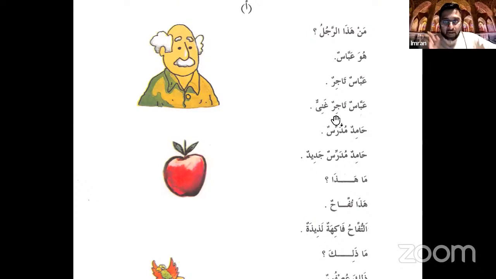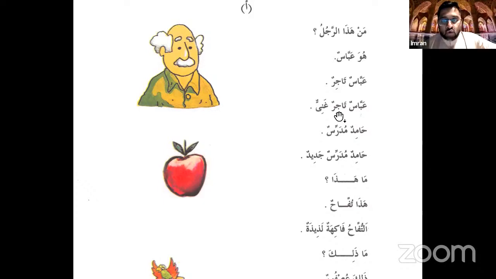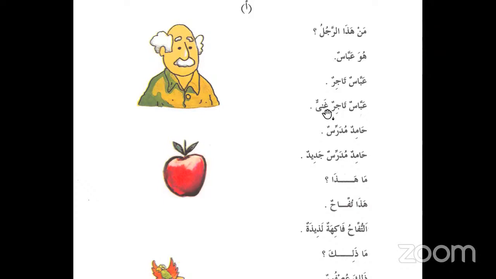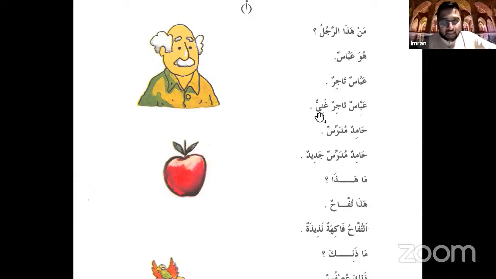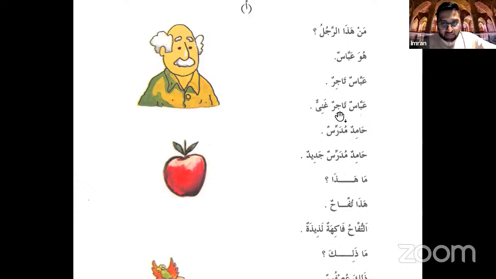And the word Abbas is female or male? Male. Exactly. Masculine. So the word Tajirun is also masculine. If it was a female word, then there would be a round ta at the end. Now, the word Ghaniyun, does it have a ta marbuta at the end? No, it doesn't. It's masculine as well. Now, the word Tajirun is singular, correct? It is mufrad, meaning it's talking about one person.